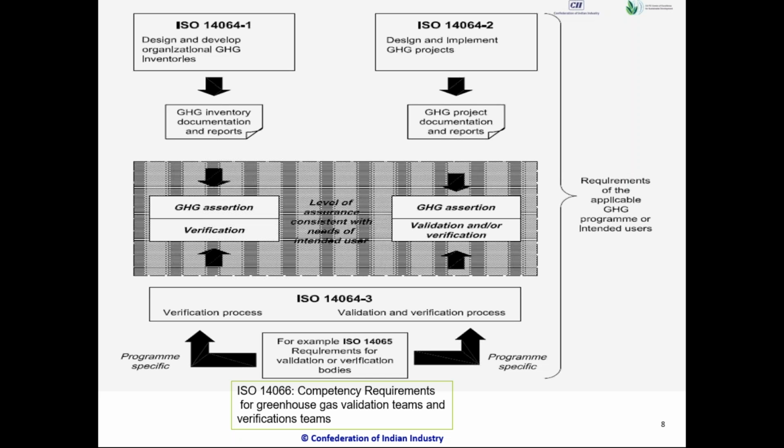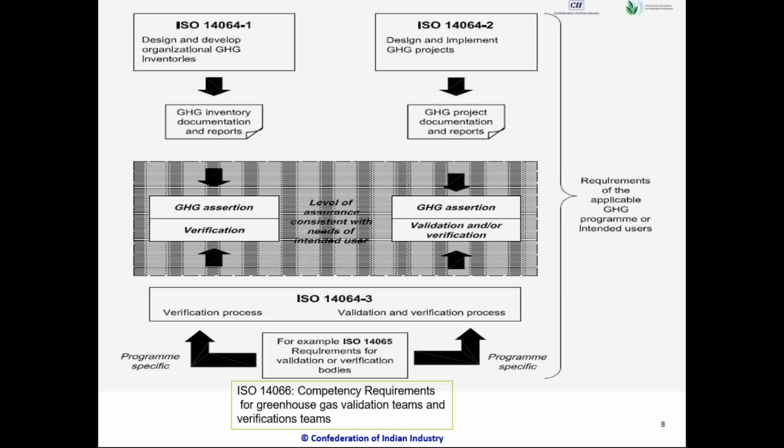The output of this standard is a GHG project documentation and reports, which you again call GHG assertion. If you see on the left side, we have only verification mentioned. On the right side, we have validation and verification mentioned, because when you develop a project, you need to first of all validate the project. That is, whether you have used the correct methodology, your equations are correct. Only when it is validated, then you can go for verification of emission reductions.